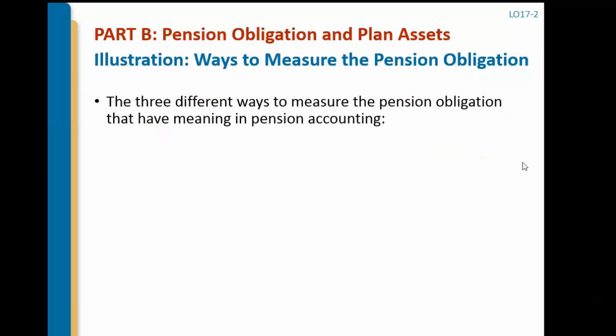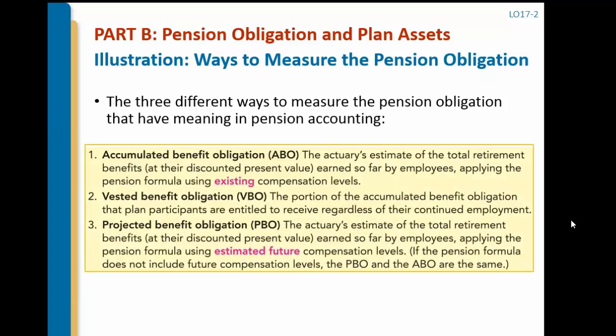So we're going to measure the pension obligation from a couple of different perspectives. What we're interested in is the PBO. So what is the PBO? Well, the PBO is the projected benefit obligation. The projected benefit obligation is the actuary's estimate of total retirement benefits, at their discounted present value, earned so far by the employee, applying the pension formula using the estimated future compensation level.